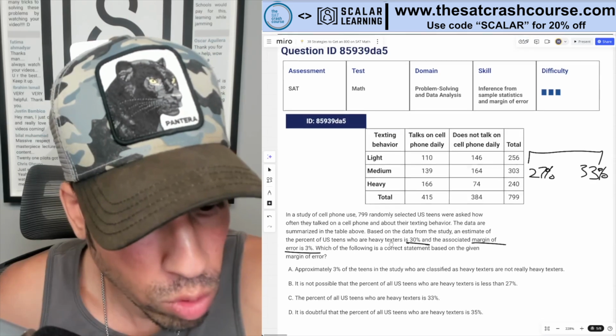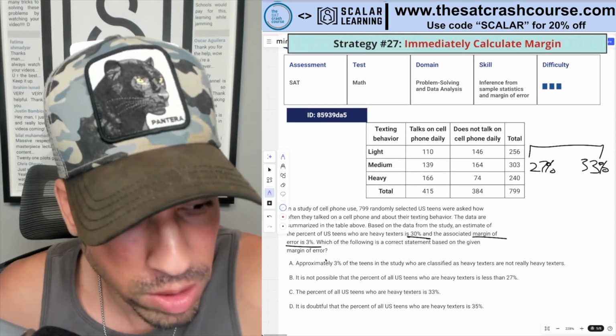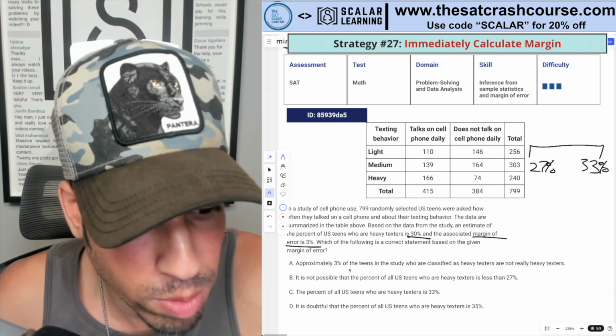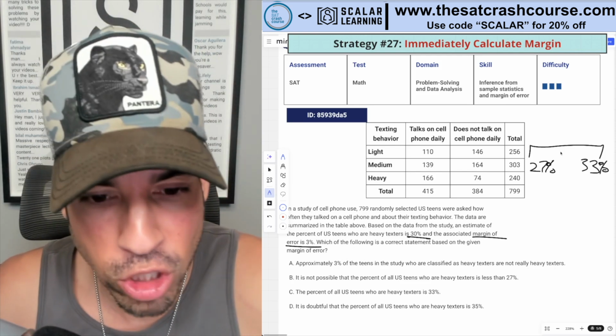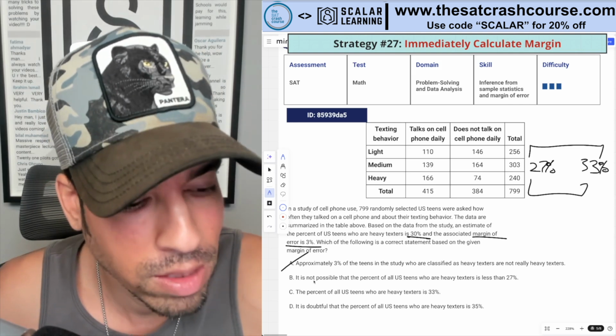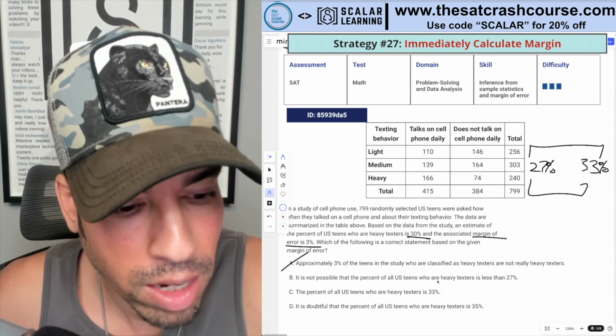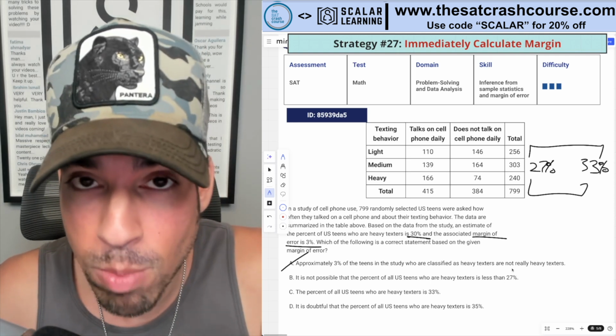Now, as we scroll down here, we can see that these choices have something to do with this margin. So first it says approximately 3% of the teens are not really heavy texters. That's not how we use margin of error. This is how we use margin of error. So I say A doesn't make sense. It is not possible that the percent will be less than 27. So that's not what our margin of error means.